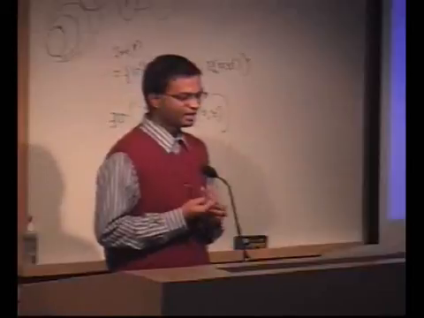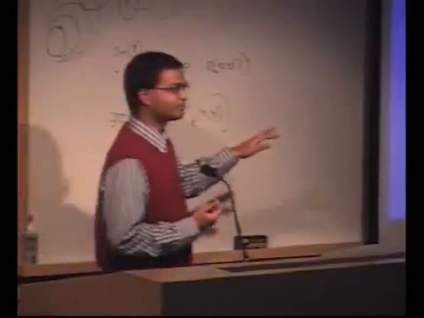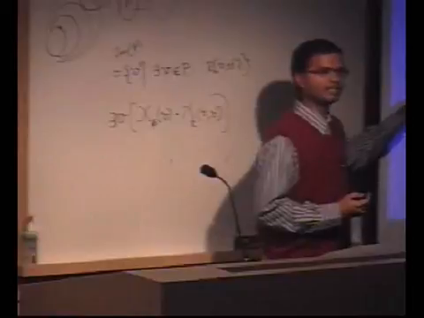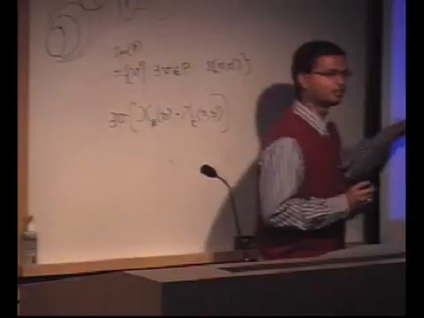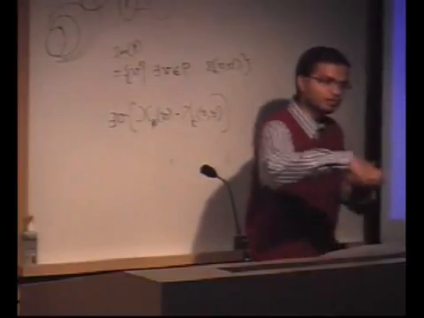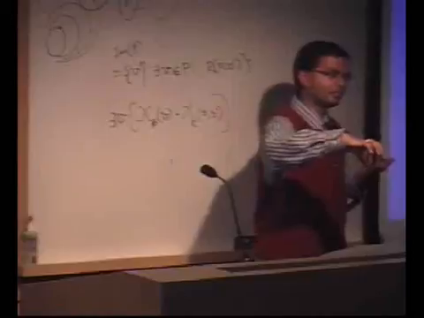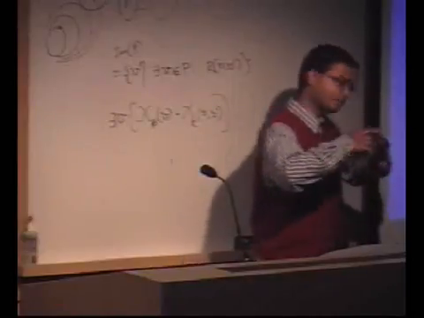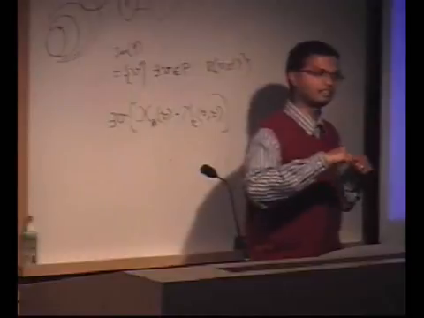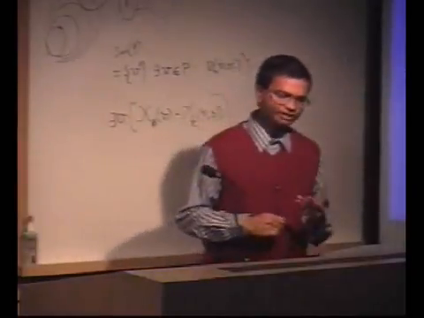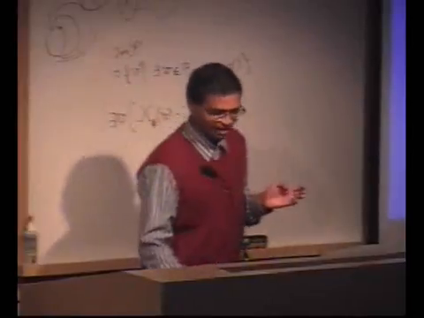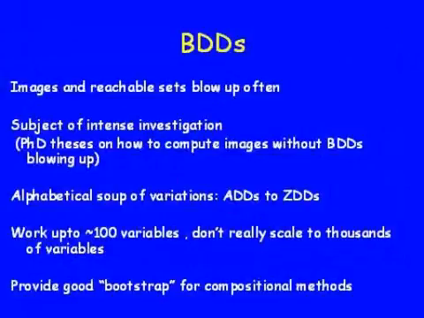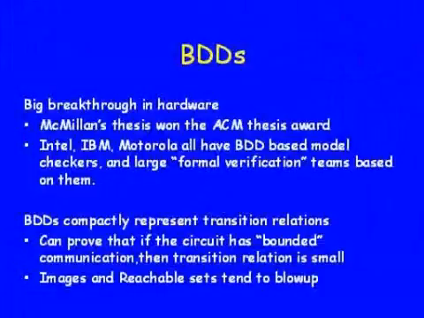Yeah. So the one thing that BDDs do is that they compactly represent transition relations. You can prove that the transition relations for circuits, for most of them, are actually compact. Because what tends to happen is that if a circuit has bounded communication complexity, you can use the structure of the circuit to come up with a variable ordering, right? And you can sort of prove that the BDDs for the transition relations are compact. But what tends to be really hard is that for the images and reachable sets, there is basically no mathematics to help you. And they tend to blow up every once in a while. And they tend to blow up so much that there are PhD theses written on how to compute images without them blowing up.